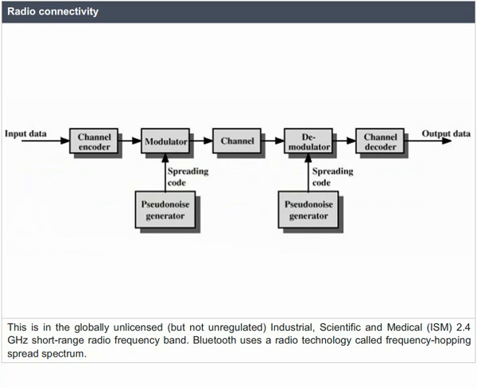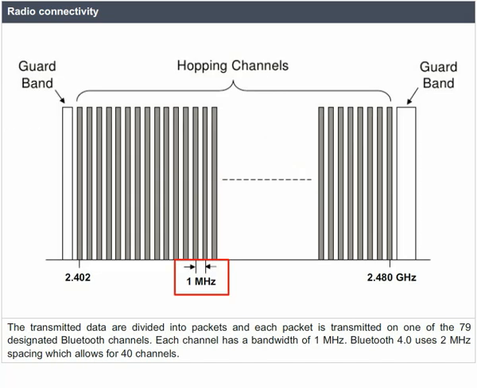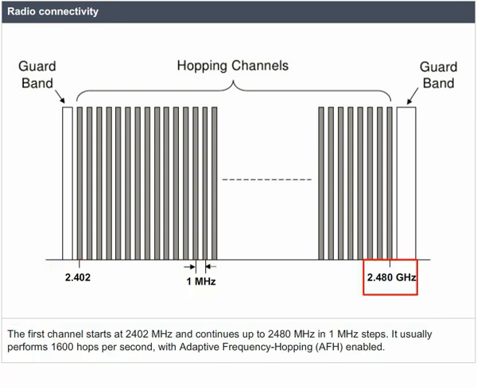Bluetooth uses a radio technology called frequency hopping spread spectrum. The transmitted data are divided into packets, and each packet is transmitted on one of the 79 designated Bluetooth channels. Each channel has a bandwidth of 1 MHz. Bluetooth 4.0 uses 2 MHz spacing, which allows for 40 channels. The first channel starts at 2402 MHz and continues up to 2480 MHz in 1 MHz steps.